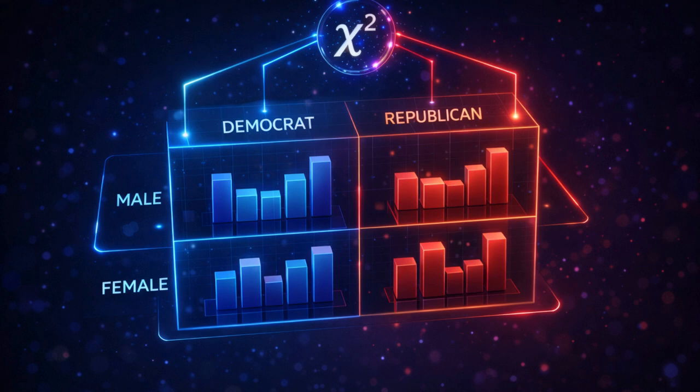Second one is chi-square test of independence. This test asks, are two categorical variables related? For example, is there a relationship between gender and political party preference? We organize the data into a contingency table and the test tells us if the variables are independent or associated.